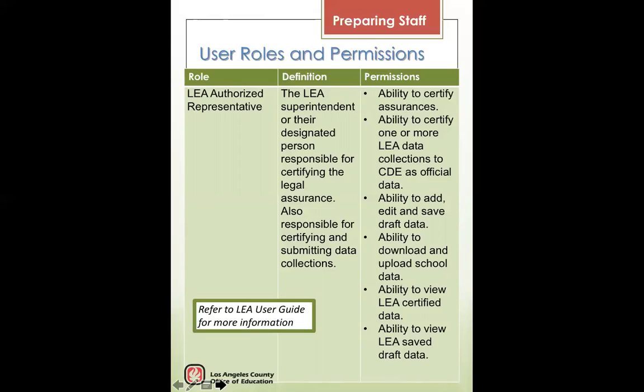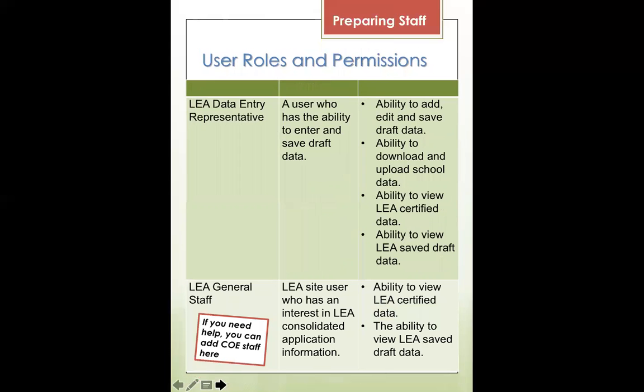The next slide is the data entry representative, and that is the person who, in a larger district, is likely going to have multiple people doing data entry. They're the users who can add information, edit it, and save it, so they have a lot of ability to work within the system. So if you're the person assigning roles, then you need to know who needs to have that role. They need to have access to it, they can download, they can edit, they can work on the page.